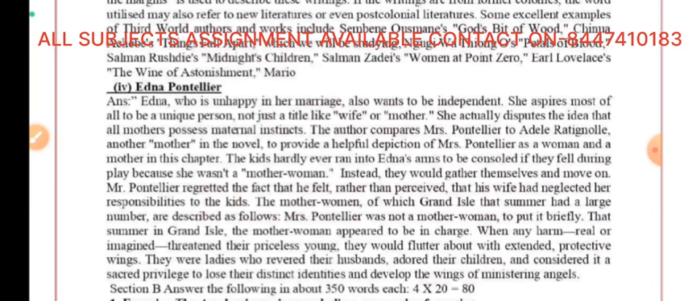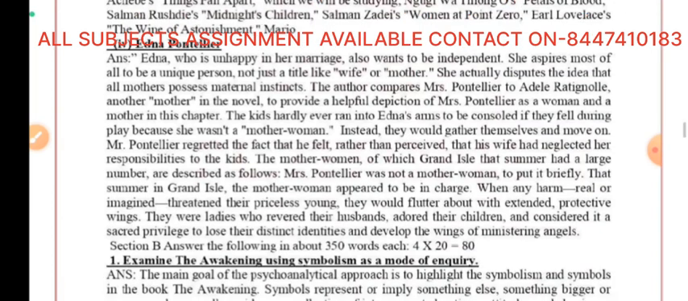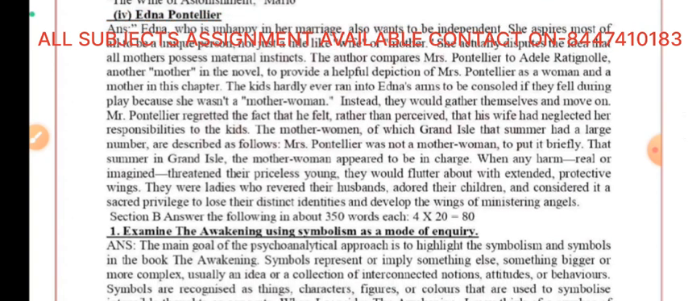Edna Pontellier. Edna, who is unhappy in her marriage, also wants to be independent. She aspires most of all to be a unique person, not just a title like wife or mother. She actually disputes the idea that all mothers possess maternal instincts. The author compares Mrs. Pontellier to Adele Ratignolle, another mother in the novel, to provide a helpful depiction of Mrs. Pontellier as a woman and a mother in this chapter.